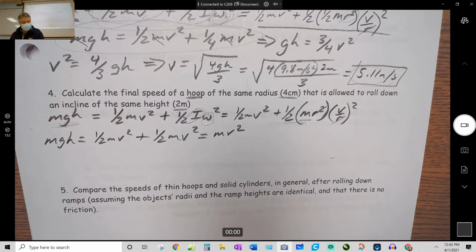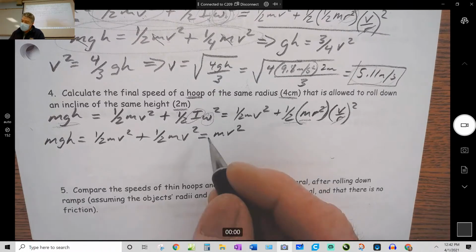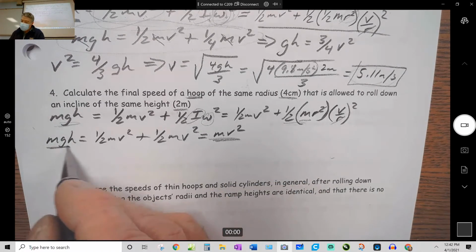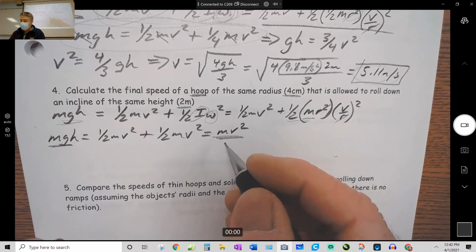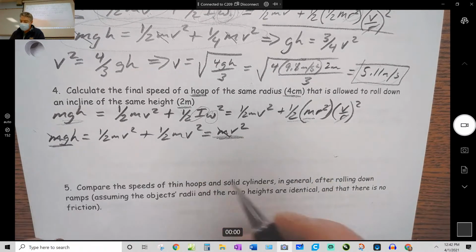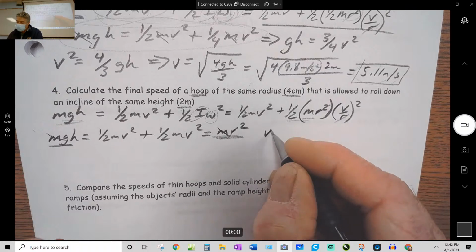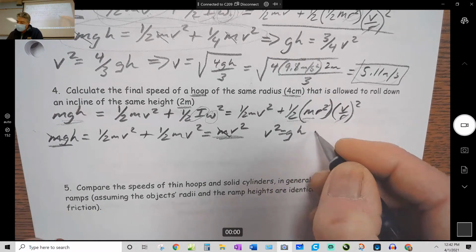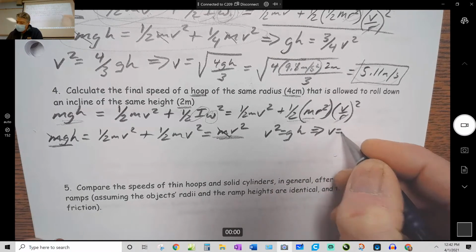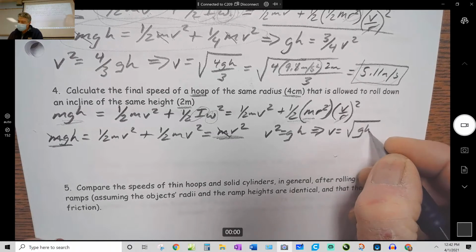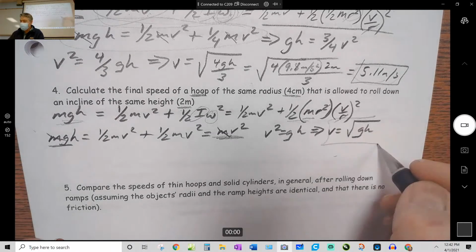Seems like I'm doing something wrong here. It's just so easy. So I get mgh equals mv squared. I can divide them both by m, so the m's cancel out. So it's just v squared equals gh. So v equals the square root of gh in the case of the thin hoop.